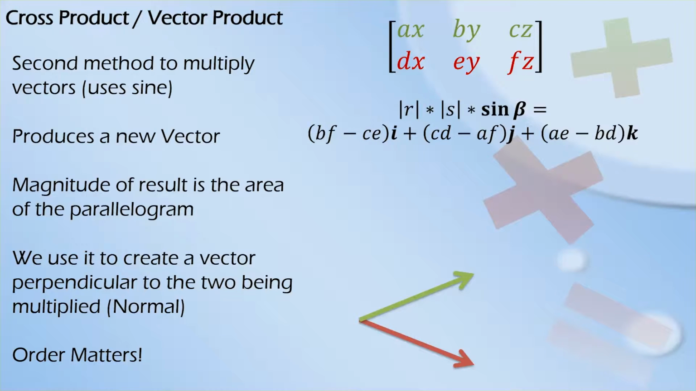Hello and welcome back. In this video we're going to take a look at the cross product, also referred to as the vector product. Now the cross product's very useful, although it's looked at as sort of the more difficult of the two kinds of multiplication to perform with vectors.